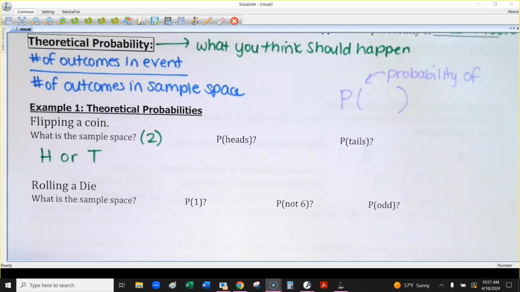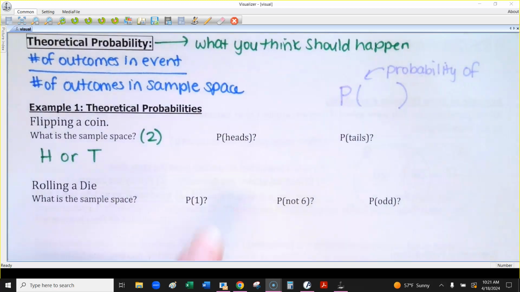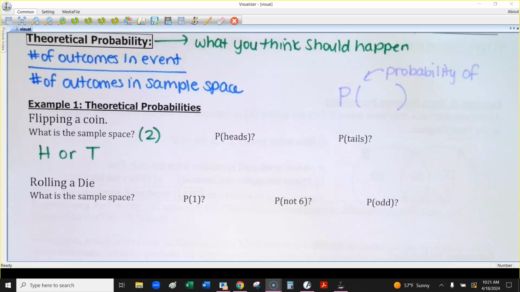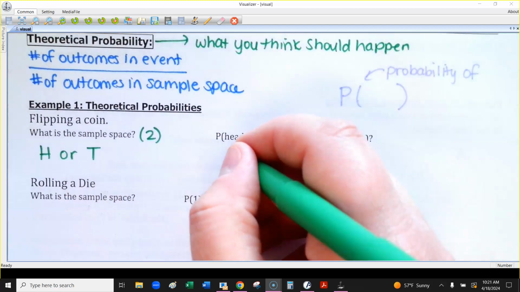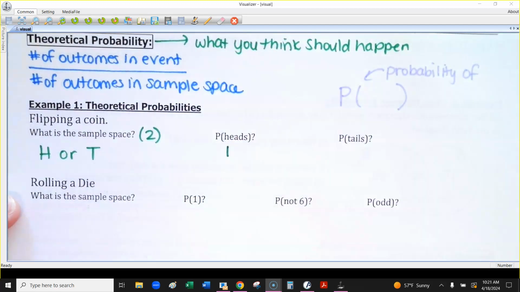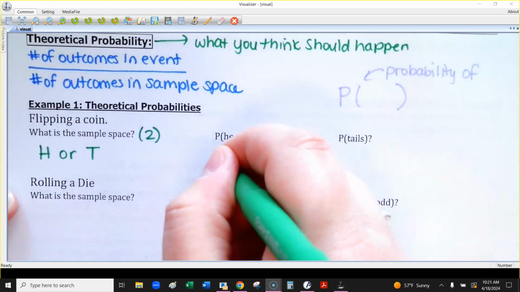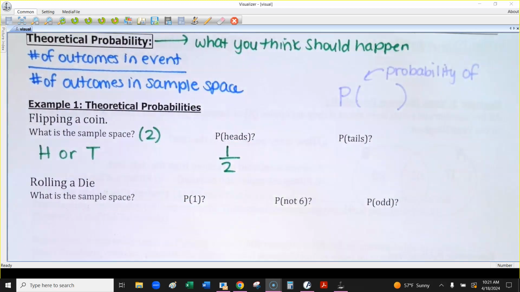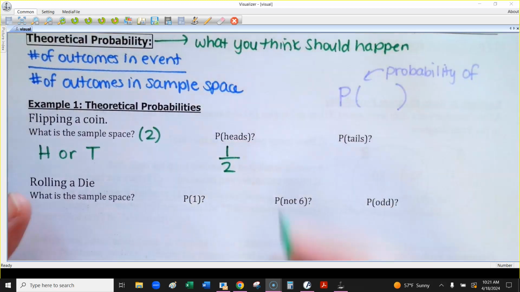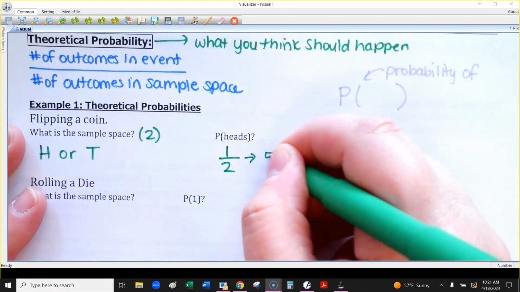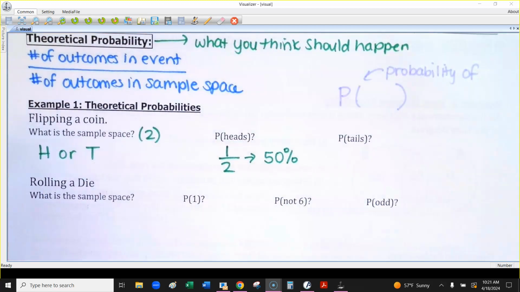So what would you tell me the probability is if I flipped a coin that I would get heads? 50, right? Okay, so if you want to do it as a fraction, it would be 1 of the sample space out of the 2 possible outcomes. So you can write it as a percentage or you can write it as a fraction, either one. This would be 50%.